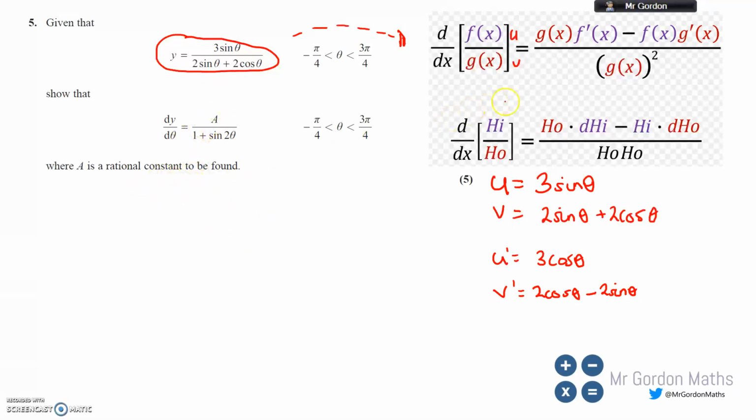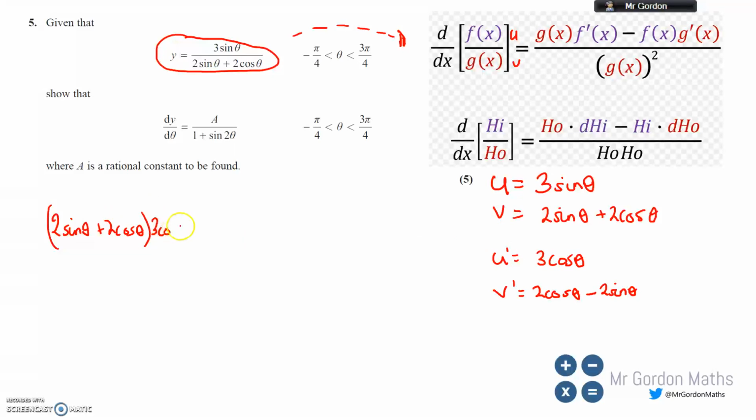So the formula is ho times d high, so we've got the g function, which we said was the v part here. So we're going to have v on top, so we've got 2 sine theta plus 2 cos theta, multiplied by the differential of the u function, which we said is 3 cos theta. Okay, so I'll just write it out, 3 cos theta.